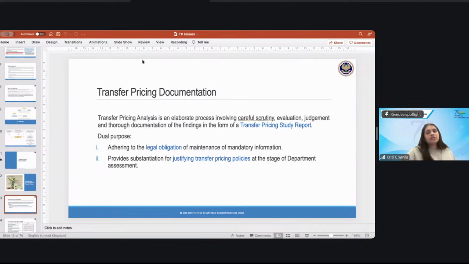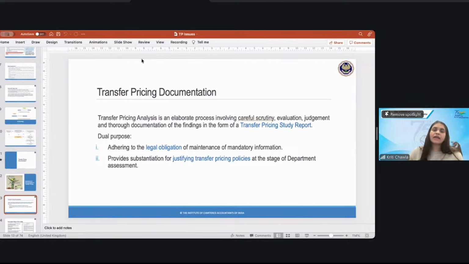So what I'm really trying to say is that the moment you see that there is an international transaction that you have undertaken, which will now have to be reported, it is these two documents that you will have to maintain: 92E, Form 3CEB, and you'll have to maintain a transfer pricing study report. Also, if you see a specified domestic transaction that you have undertaken, then you will have to maintain a Form 3CEB and you will have to do a transfer pricing study report.